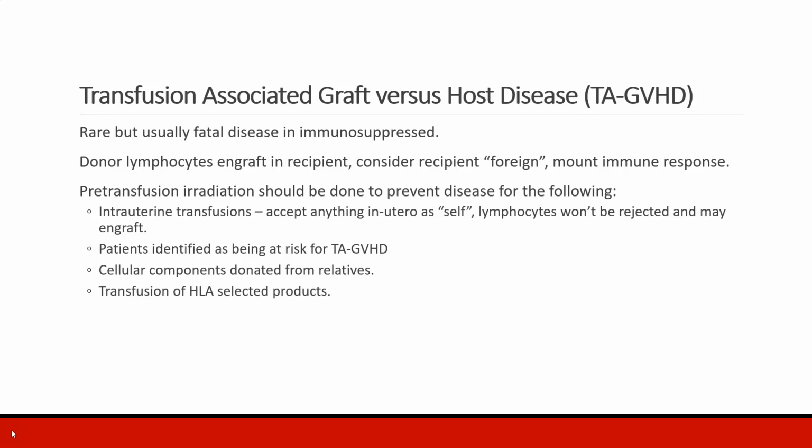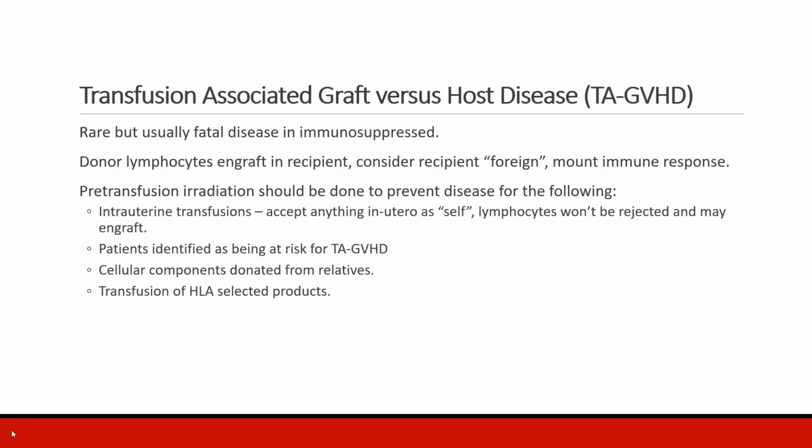Pre-transfusion irradiation should be done to prevent disease for the following: intrauterine transfusions. Anything that they're exposed to in utero, they accept as self. The lymphocytes won't be rejected and may engraft. Patients identified as being at high risk for transfusion-associated graft versus host disease. This is usually severely immunocompromised patients. They don't have the ability to identify those lymphocytes as foreign and destroy them.